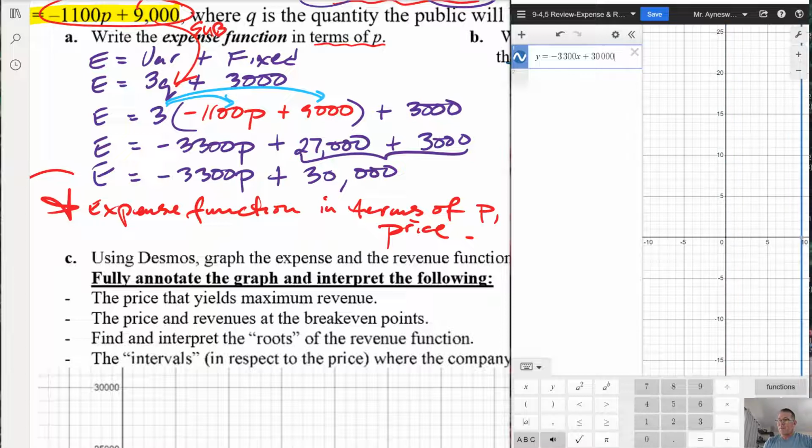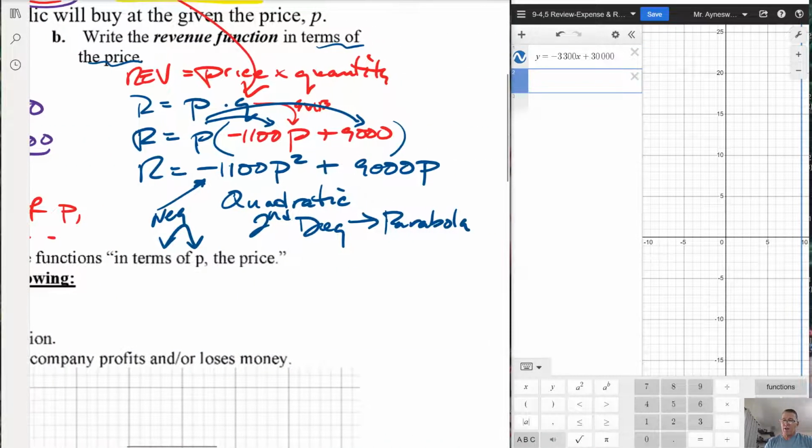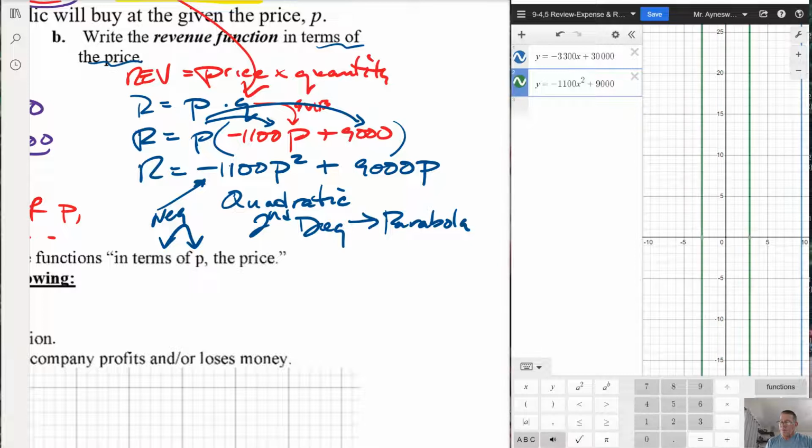And then I'll adjust the settings so we can actually see the function here in a minute. And then my next function is your quadratic function. So again, instead of revenue, I'm going to call that y for right now. The y value is going to be equal to negative 1100 times not p squared, but x squared. So x is going to be price in this case. So x squared, and then plus 9,000x. So plus 9,000 times x.